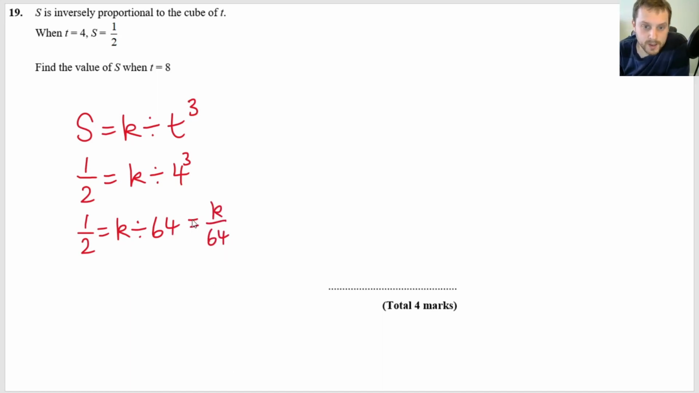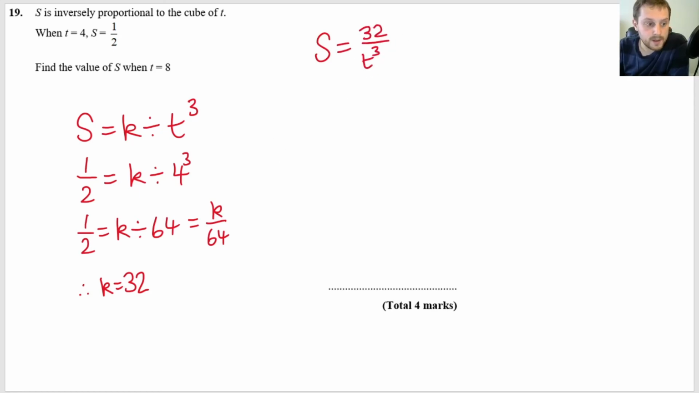So you've got a couple of ways of figuring out what k is. You could times up by 64, so you could have 64 divided by 2, which is of course 32. You could also think about what the equivalent fraction would be to a half if a 64 was on the bottom instead of 2. So of course k would have to be 32. So therefore we've got k is 32. So then we've actually got our little formula. S is 32 over t cubed.